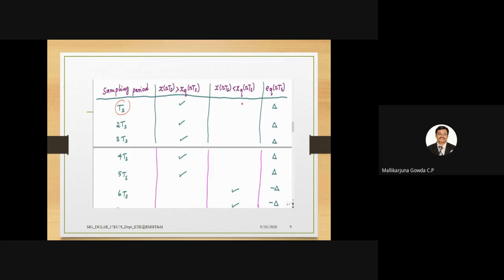Yes, is this clear? You can write this table also in your write up. You write the sampling period, and X of nTs greater than Xq of nTs, what is the value of Eq of nTs? When X of nTs is less than Xq of nTs, what is the value of Eq of nTs? Based on this, if it is delta, it will be encoded by a binary information 1. If it is minus delta, it will be encoded by a binary information of 0. That is how we get zeros and ones as digital information.